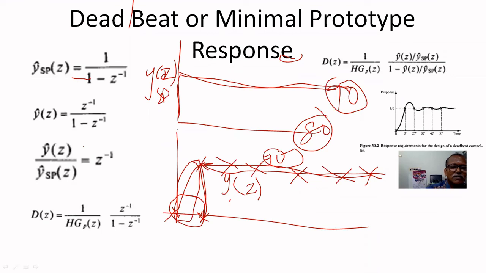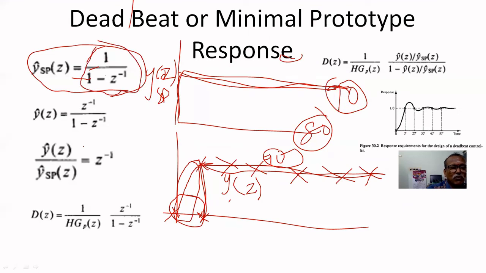That is the assumption we made while designing the deadbeat algorithm. Therefore, a unit step change is given. What is the assumption made in the deadbeat algorithm? Y set point of z equals, what is a step function in the discrete domain? 1 by 1 minus z power minus 1. What is the response? The response is also 1 by 1 minus z power minus 1, but with a delay of z power minus 1.